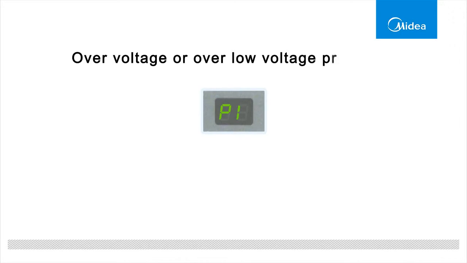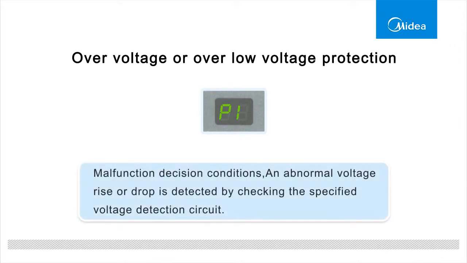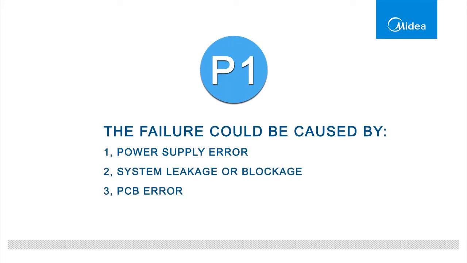When the indoor unit displays P1, that indicates overvoltage or over low voltage protection. Malfunction decision conditions: an abnormal voltage rise or drop is detected by checking the specified voltage detection circuit. The failure could be caused by: 1. Power supply error, 2. System leakage or blockage, 3. PCB error.